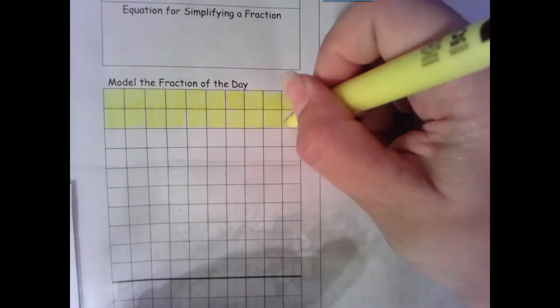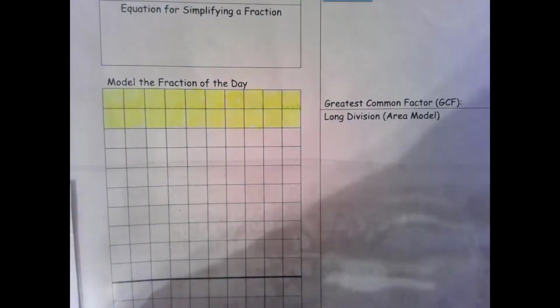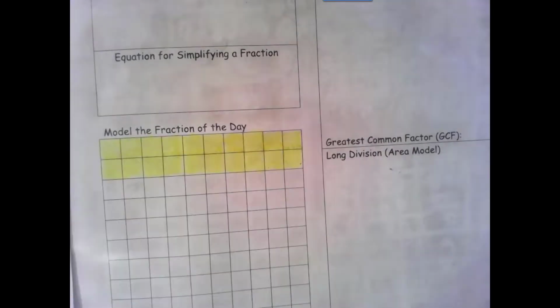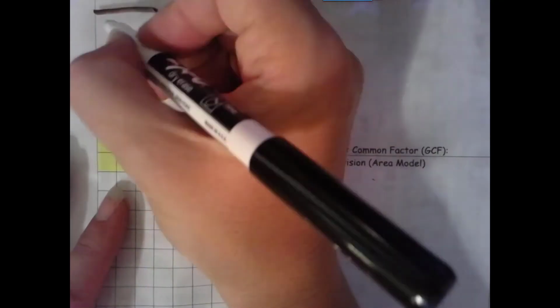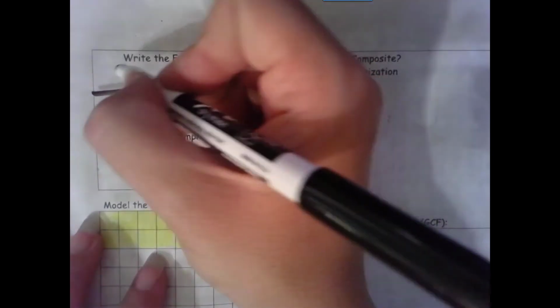Finished a second row here. Right, let's get down our beginning fraction. We have 180 total school days, so that's our denominator, and we're on day 20.